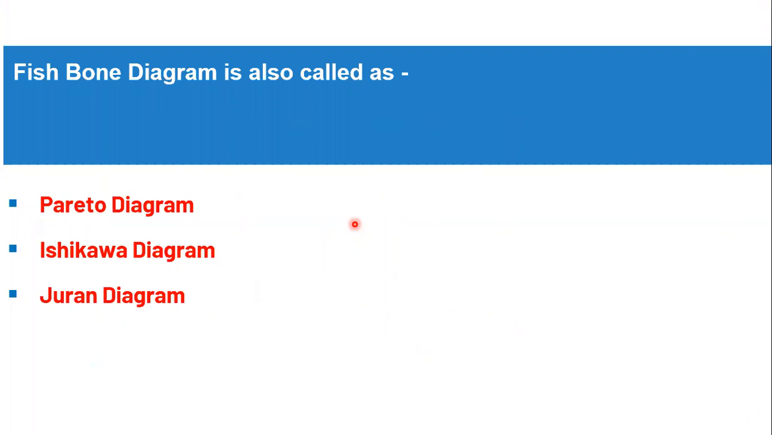So this is quiz time now. Let's go to the questions. Fishbone diagram is also called as Pareto diagram, Ishikawa diagram, Durant diagram. And the answer is Ishikawa diagram, because Ishikawa invented this fishbone diagram. It's a simple tool, but a very powerful and very useful tool.